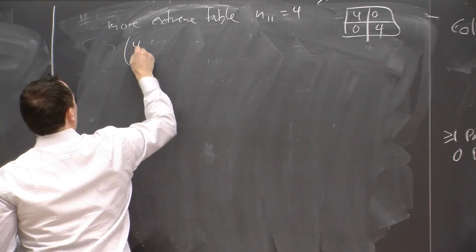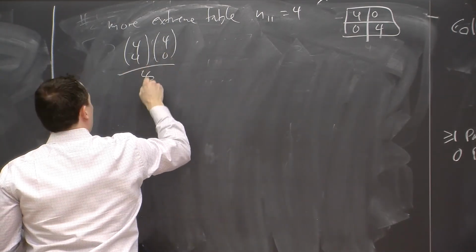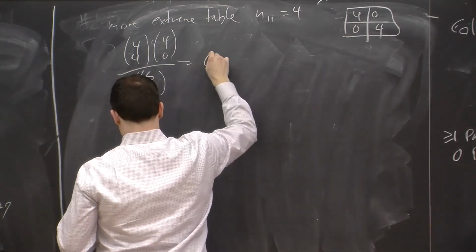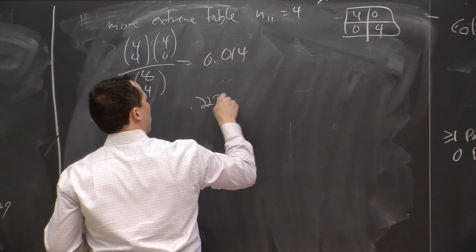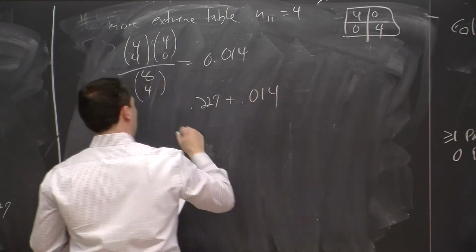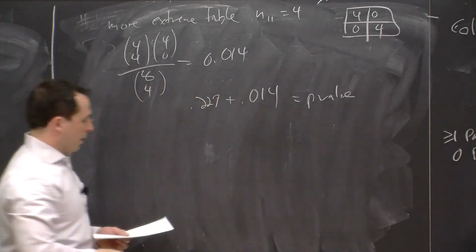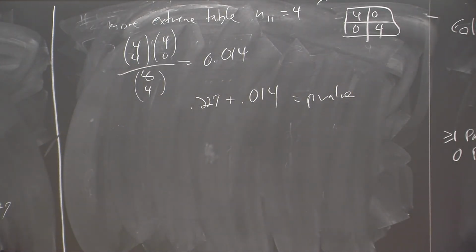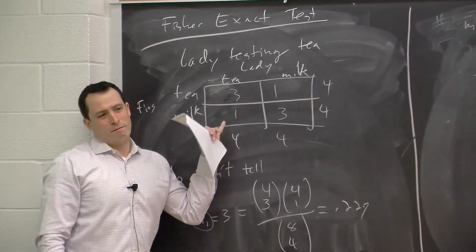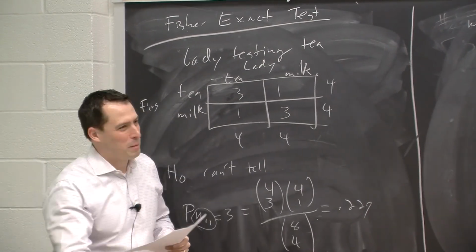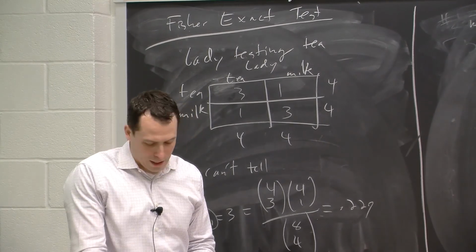And that one has probability equal to 0.014. And so our p-value is 0.229 plus 0.014, which is not very small. And so we didn't have enough evidence to show that she could do it, although it turns out she could do it. She did the experiment 4 times. So this says we don't have enough evidence to reject the null hypothesis.